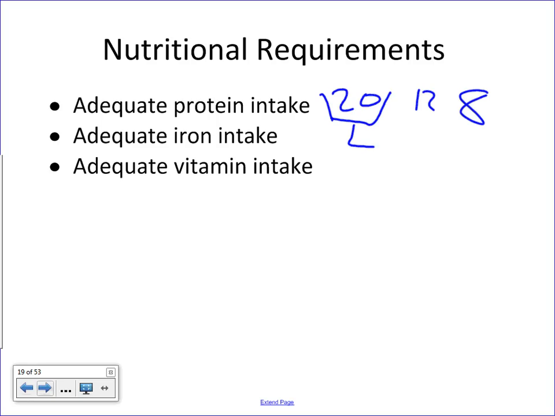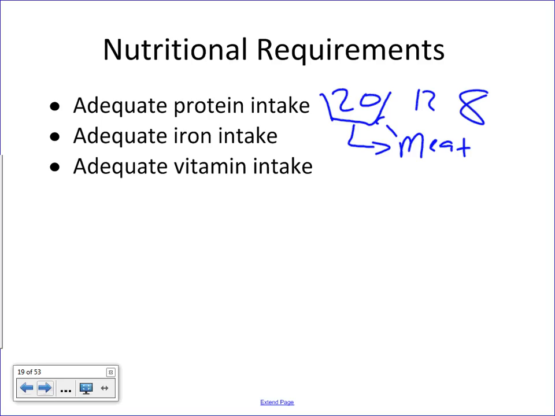So as a result, that's why the best source of protein is meat, because meat is what's called a complete protein. Meat's a complete protein, meaning it's a food that has all 20 amino acids within it. So you get exposed to all of them.